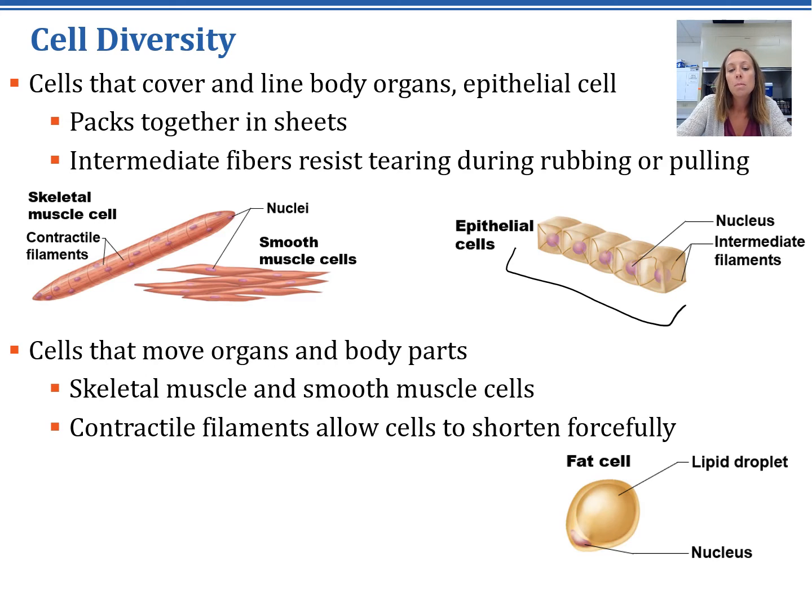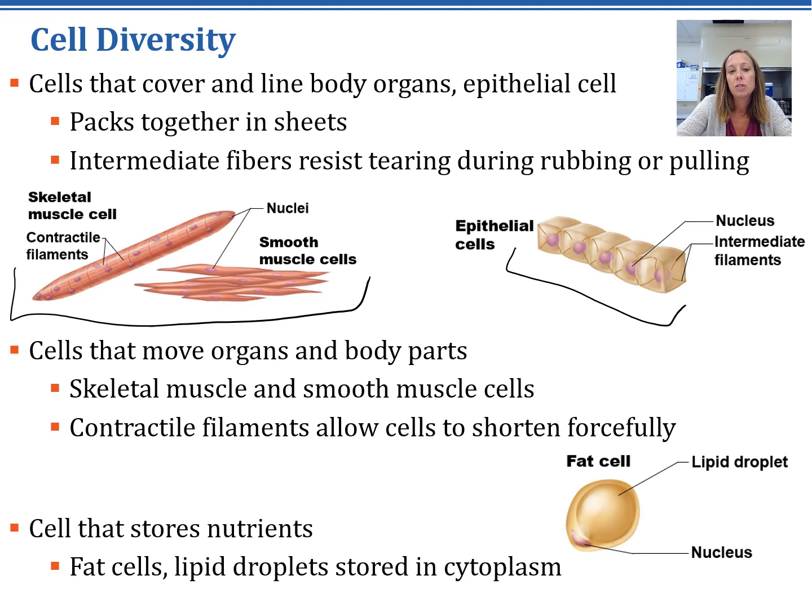Then we have cells that move organs or body parts. This is going to be internal and external movement, which we talked about last chapter. These would be our muscle cells, and here's our muscle. Skeletal and smooth muscle cells move our whole body. They move things through the digestive system, and they make us physically move. Then we have cardiac muscle, which is in our heart and moves the blood through our body.